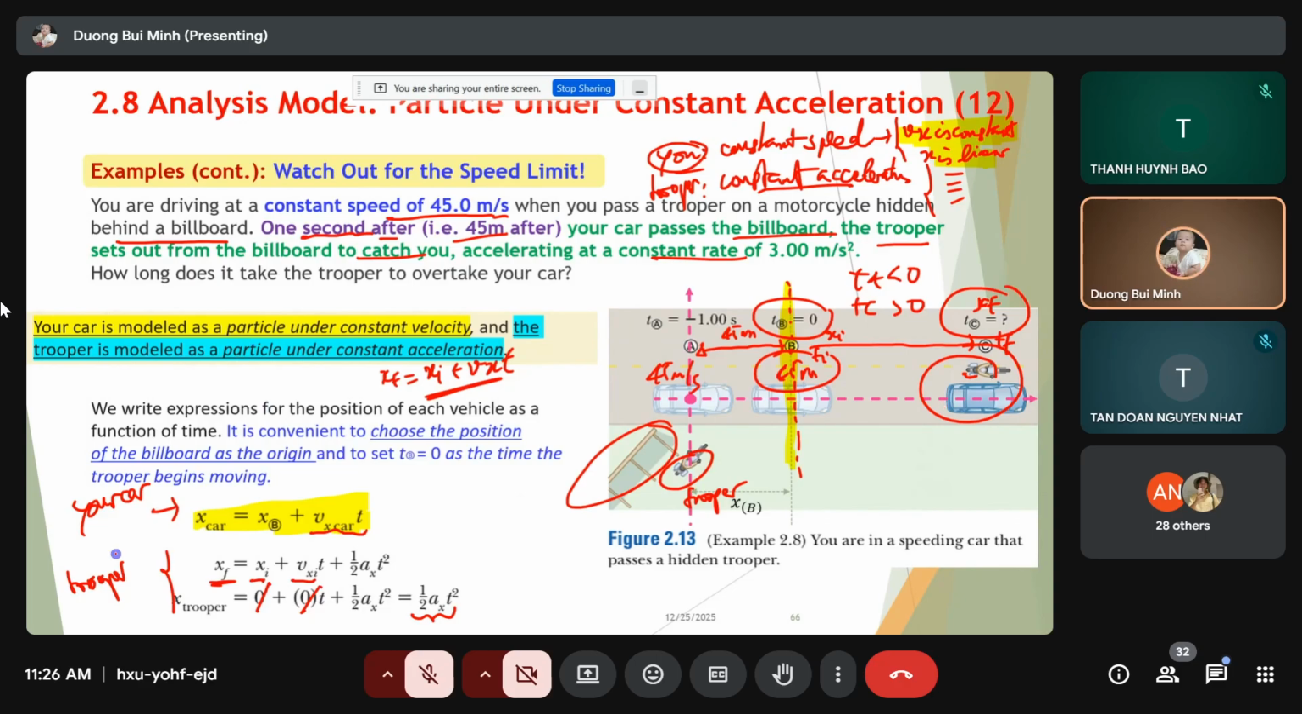Okay, that's all. So you can answer the question: how long does it take the dropper to overtake your car?